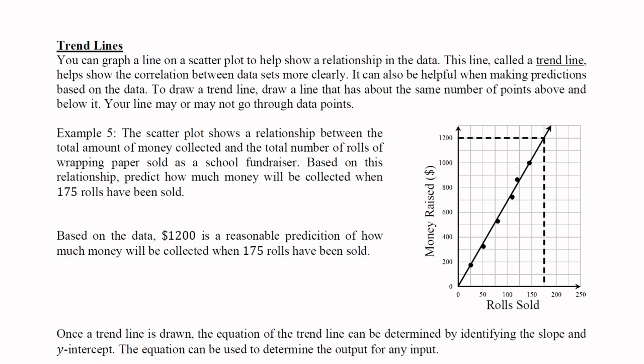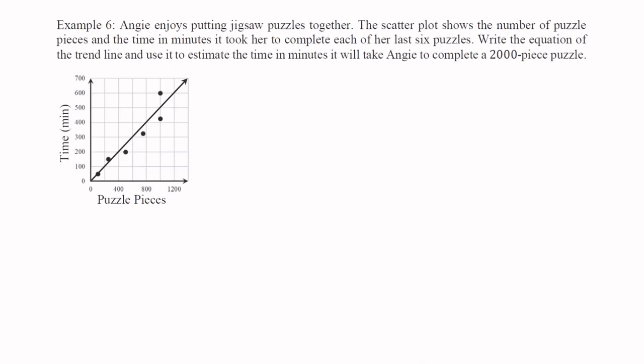Once a trend line is drawn, the equation of the trend line can be determined by identifying the slope and the y-intercept. The equation can be used to determine the output for any input. So in example 6, Angie enjoys putting jigsaw puzzles together. The scatter plot shows the number of puzzle pieces and the time in minutes it took her to complete each of her last 6 puzzles. Write an equation of the trend line and use it to estimate the time in minutes it will take Angie to complete the 2,000-piece puzzle.